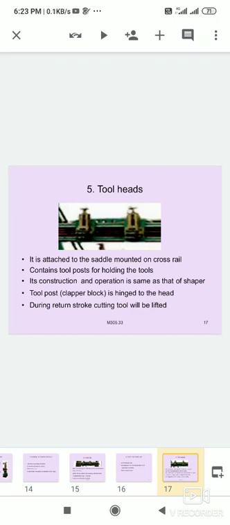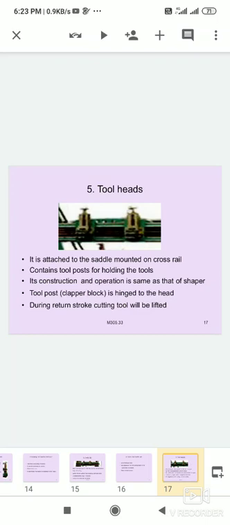This double housing planer has 4 tool heads. 2 tool heads are attached to the horizontal cross rail, and another 2 tool heads are attached to the vertical columns of the machine. These tool heads can be fixed to the tool, and can be adjusted by an elevating screw, and it can be easily adjusted, and it is a strong material.